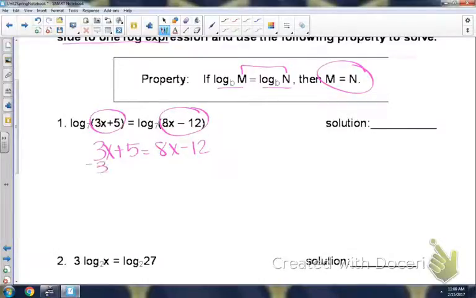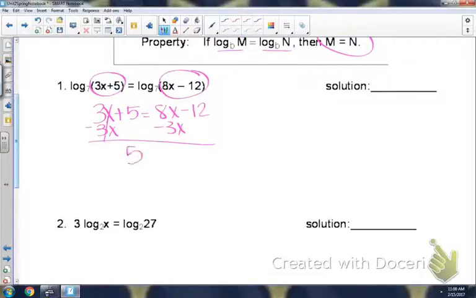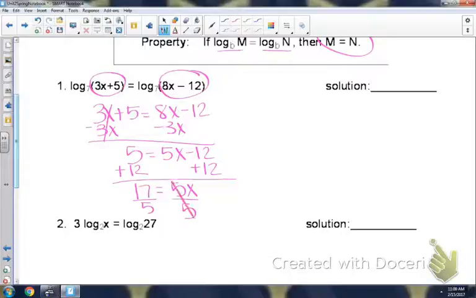So I'm going to subtract 3x. We have 5 equals 5x minus 12. And then we'll add 12. So that's 17 equals 5x. And then divide both sides by 5, and leave it in fraction form. So our solution would be x equals 17 over 5. Now, how you can check these is plug it back in for x, and they should be equal. The left side should equal the right side, because those are the same logs.